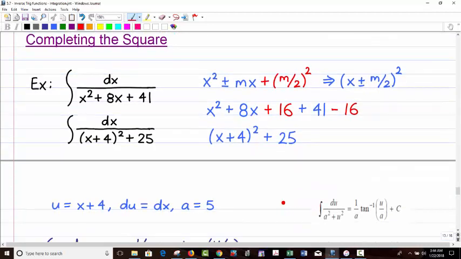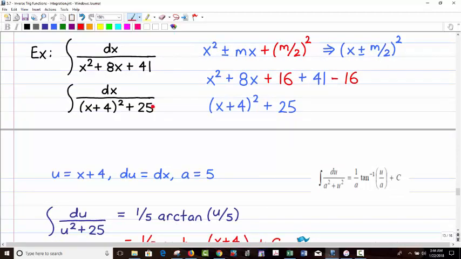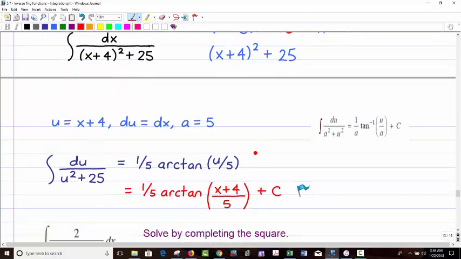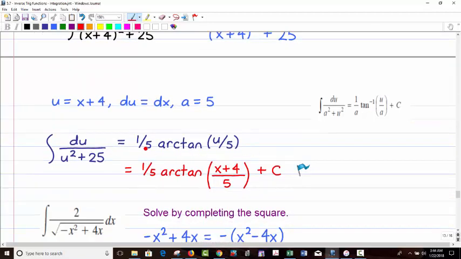Now keep in mind, I've mentioned this before, that 25 doesn't have to be a perfect square, because a can be the square root of something. It just is in this problem. So now you let u equal x plus 4. There's your u. du is dx, so nothing to adjust for. A will be the square root of 25, which is 5. It fits the inverse tan, and then there we have it. So it's just 1/5 arctan of u over 5, and then u is x plus 4. So it's 1/5 arctan of x plus 4 over 5 plus c.